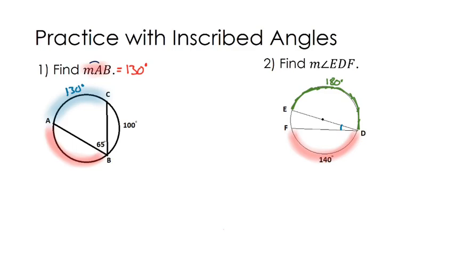So if I do the math and do 360 minus 140 minus 180, you should get that arc EF has a measure of 40 degrees. If you know that arc EF has a measure of 40 degrees, we see that the angle we're looking for is actually inscribed to arc EF. So the measure of angle EDF that we're looking for is going to be half the measure of the arc. So it's going to be 20 degrees.